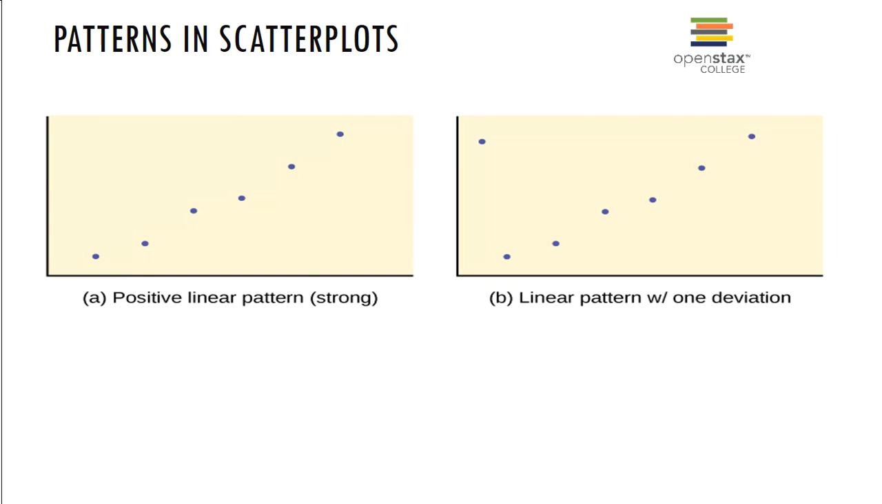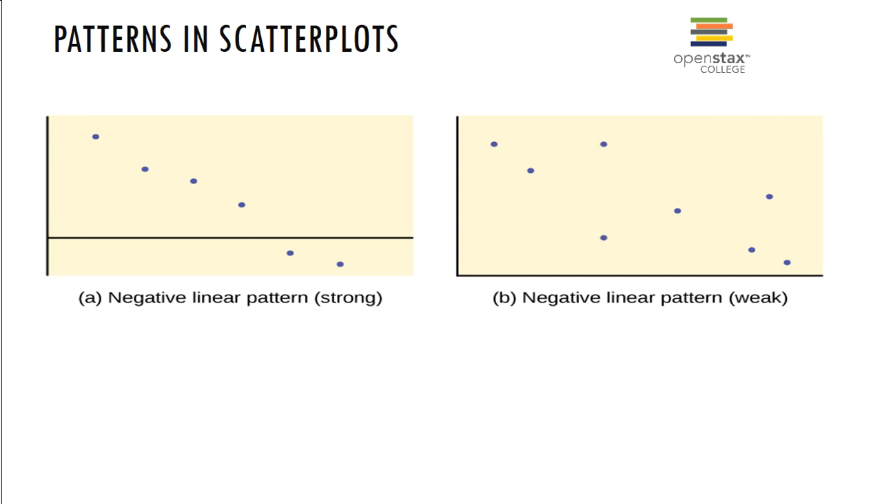Let's look at B. Again, there's a strong pattern going on, but what is changing it is that one dot up in the left-hand corner. So that's going to change how we look at this data, because there's one data point that's falling outside the range.